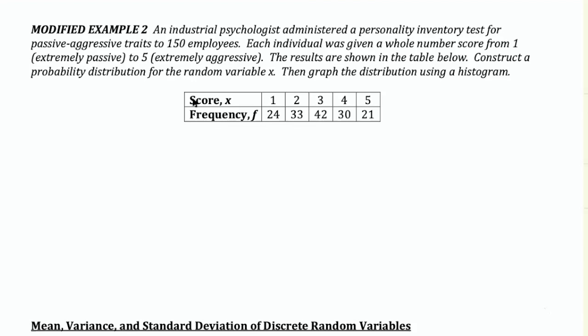So x is representing the score they got on the scale. And notice, it's only possible to get 1, 2, 3, 4, or 5. You can't get 1.5, you can't get 1.12. So therefore, we know that this is going to be a discrete variable. And we are now going to construct the probability distribution. So what that means is I'm going to be calculating and completing a table that shows the score, and next to it is going to show the probability of that outcome occurring.